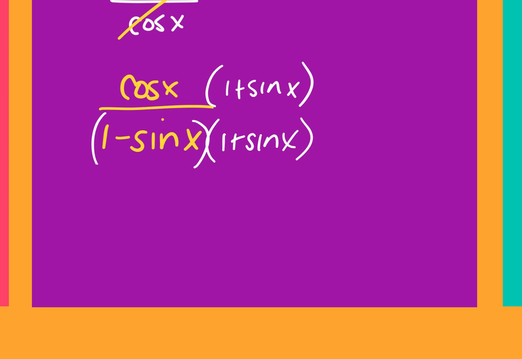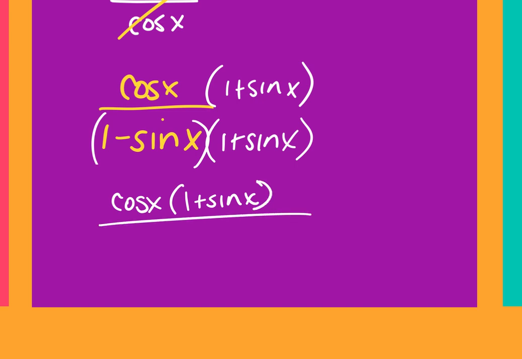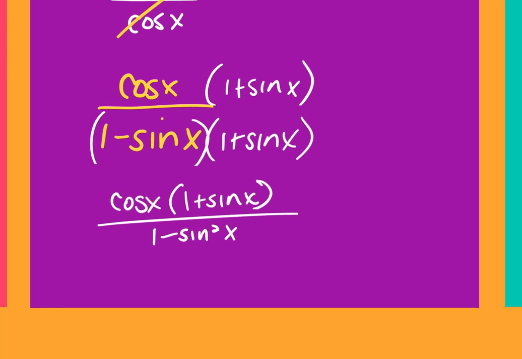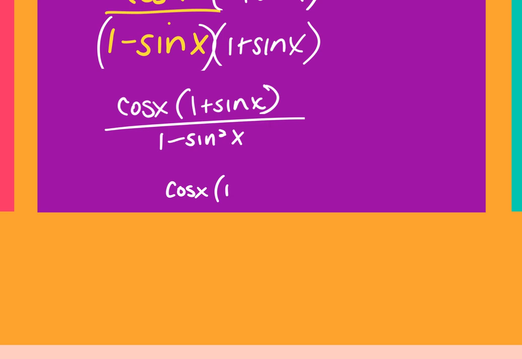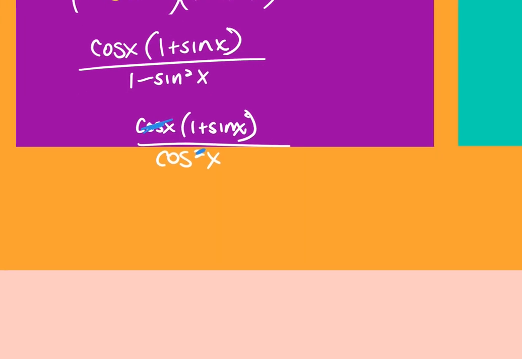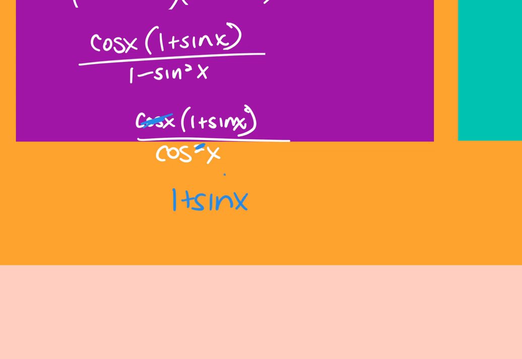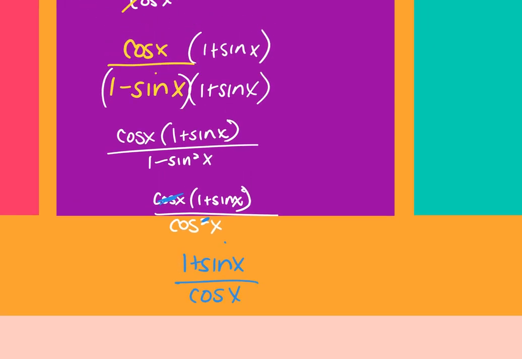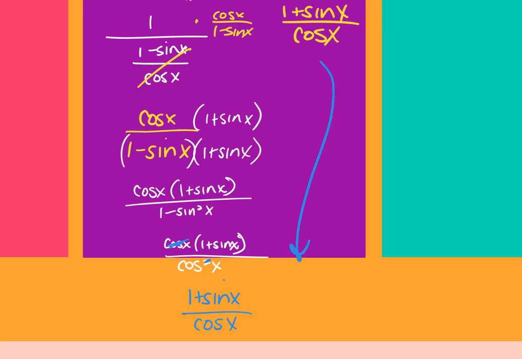I'm going to distribute my numerator. Actually, I'm going to leave the numerator for a second, and I'm going to get cosine of x times 1 plus sine of x over, what happens if I multiply 1 minus sine and 1 plus sine? I get 1 minus sine squared. What is 1 minus sine squared? Cosine squared. And then one of the cosines cancels out. And my left side equals my right side.